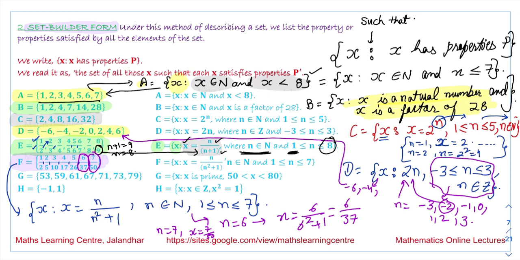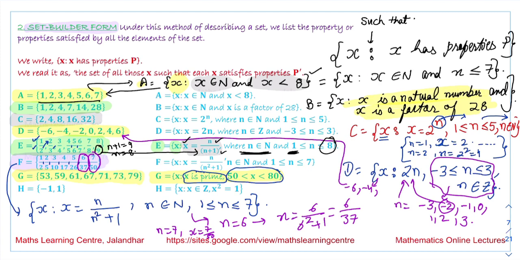Now the next we have is this set G. Its elements are 53, 59, 61, 67, 71, 73 and 79. So these are basically the prime numbers between 50 and 80. So we can write this set as G is equal to x, x is a prime number and x is between 50 and 80. This thing is mentioned over here, that x is lying between 50 and 80. The second property of x is that x is a prime number.